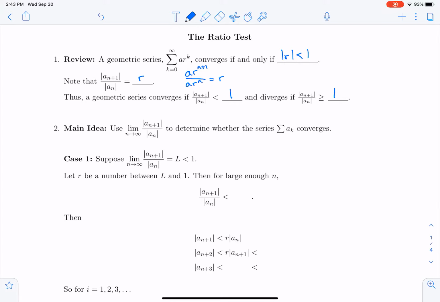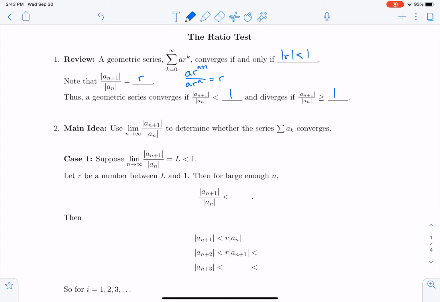So what we're going to do is look at the limit of the ratios of the terms: the limit as n goes to infinity of the absolute value of a_(n+1) divided by a_n. That's going to determine whether the series converges or not. So we're going to look at two cases. The first is when we can find that limit as n goes to infinity of the absolute value of a_(n+1) over a_n, and that limit is equal to L, and that L is less than 1.